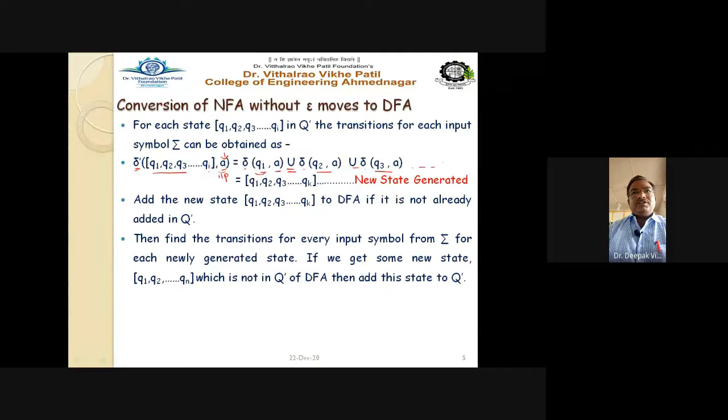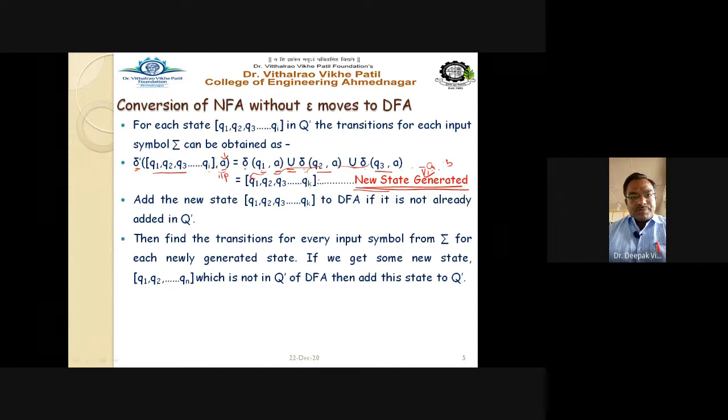You are getting here some transitions, q1a go to q1, for example, q2a go to q2, or q3a go to q3 up to qk. And if the new state is being generated here, if you are able to generate the new state, then again you have to find out the transitions on input symbol for the newly generated state.